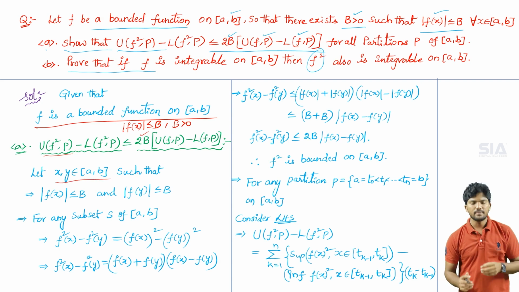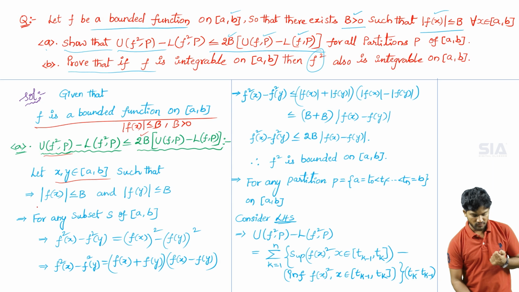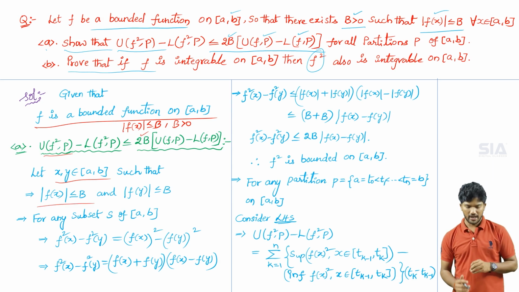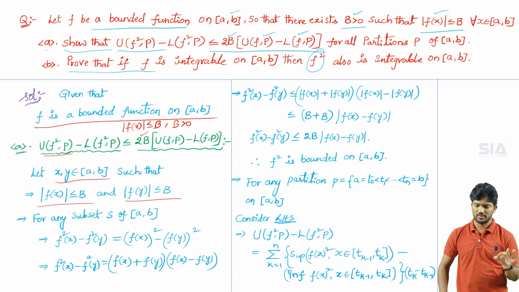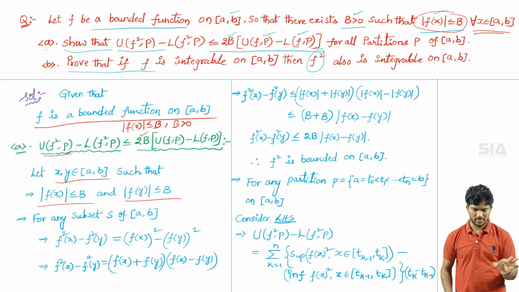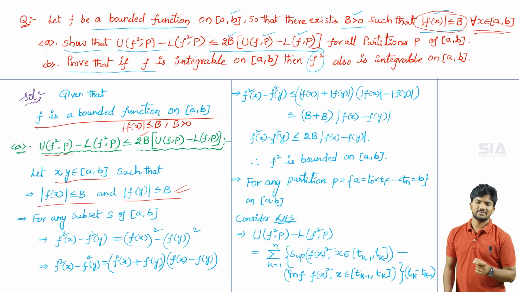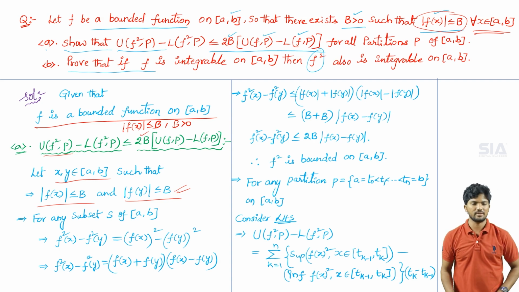Let x, y belong to the closed interval [a, b] such that |f(x)| ≤ B and |f(y)| ≤ B. According to the given condition, whenever x belongs to the closed interval [a, b], we can write |f(x)| ≤ B. Similarly, for y we can apply the condition |f(y)| ≤ B. Throughout the problem, wherever we write |f(x)| or |f(y)|, in place of them we can replace the capital B value.